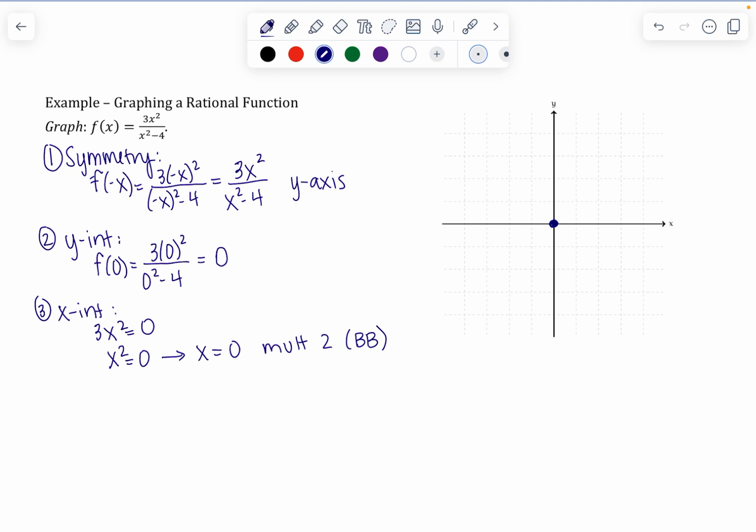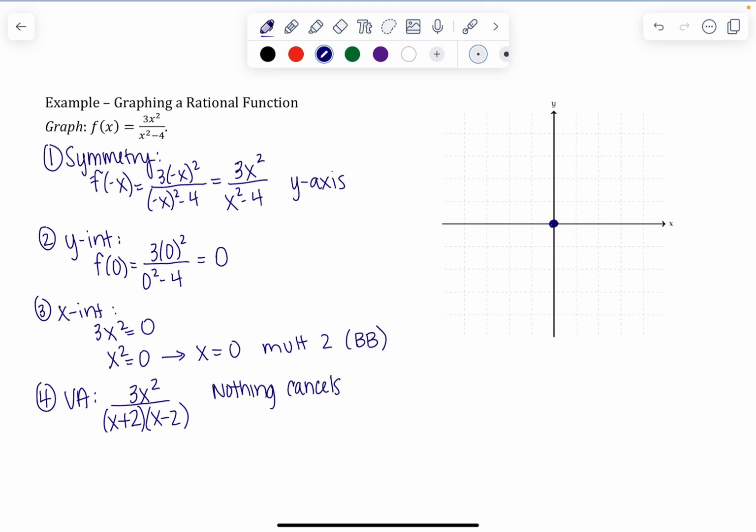All right, now we're going to talk about our vertical and horizontal asymptotes. So starting with vertical, we need to factor and simplify our fractions. So we have 3x². Our denominator can factor to be (x + 2)(x − 2). So nothing cancels, which tells us we have no holes. And then looking at our denominator, our vertical asymptotes are going to be x = −2 and x = 2. I'm going to go up on our graph and draw those dashed lines. Notice they are symmetric across the y-axis, which matches that very first step that we did.